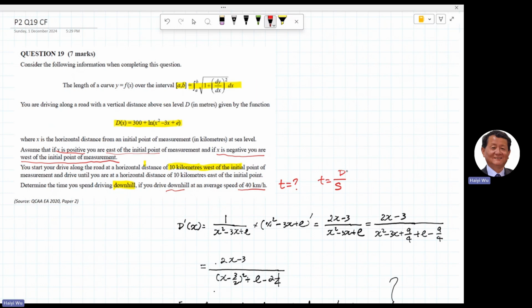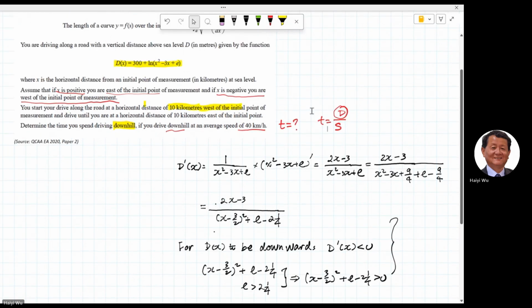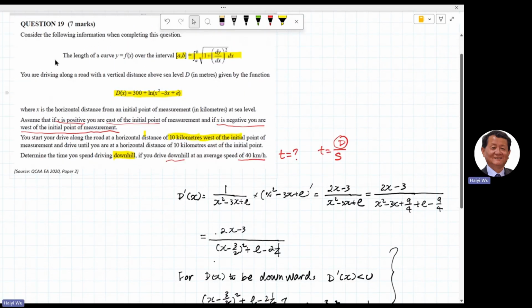So we need to work out the length of the distance, how far we drive from 10 kilometers west downhill. So let's work out the distance. In order to find a distance, we need to use the length of the curve. That's why we're going to use this formula here. But before we use that formula, we need to decide what the interval is. What is A, what is B? We don't know yet.